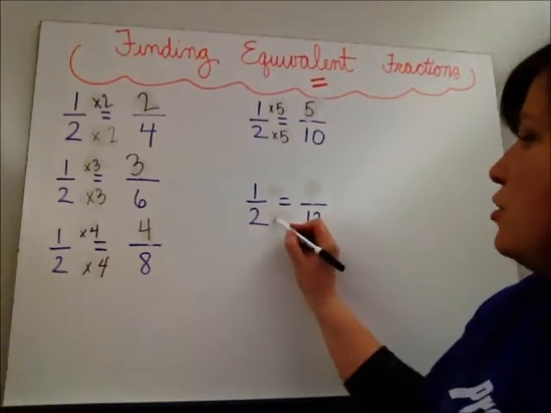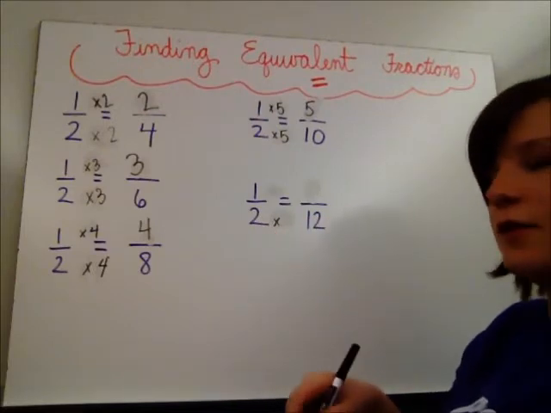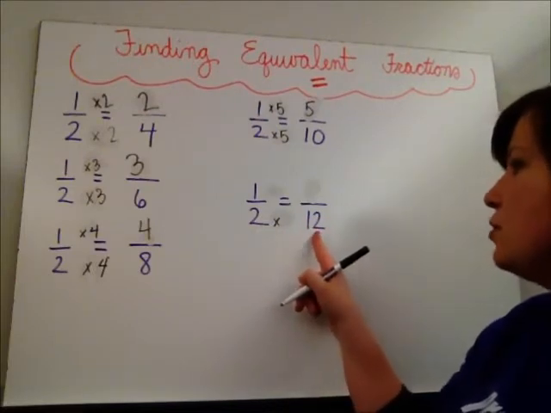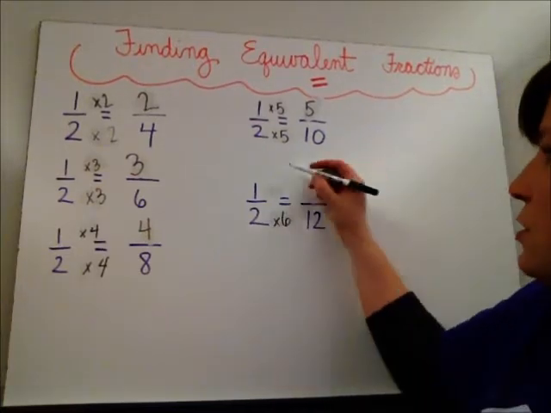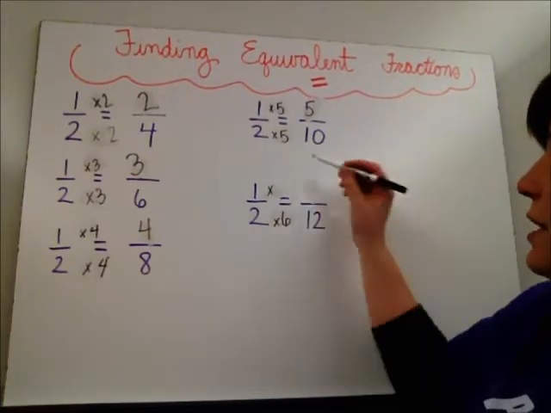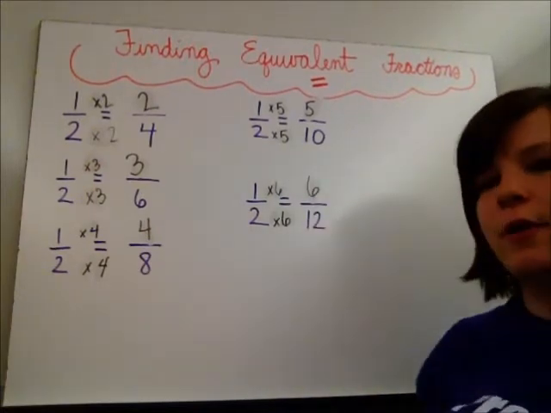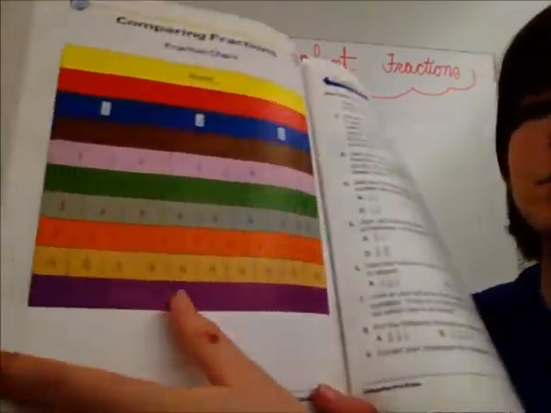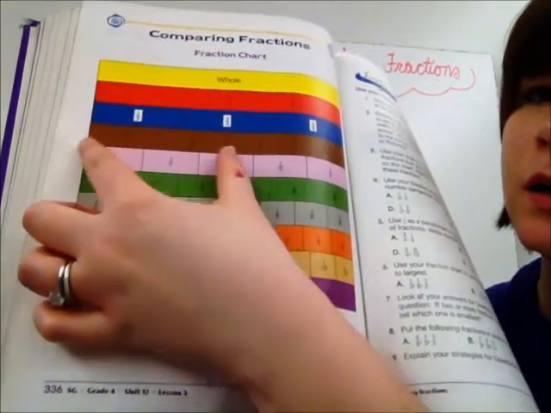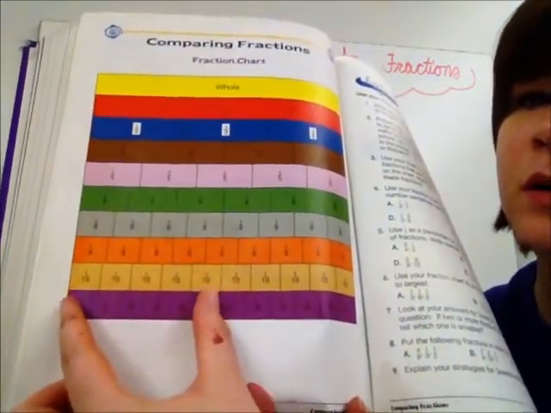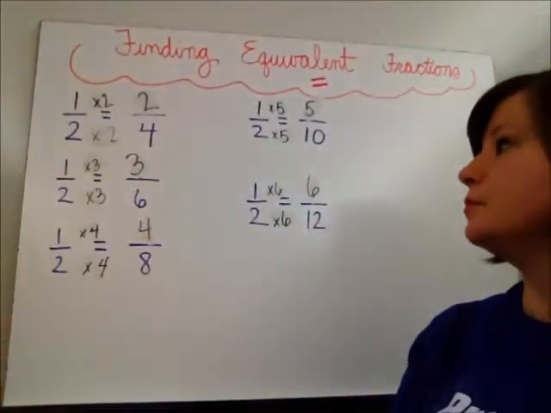So then if we try 2 times, we're going to do it this way first. 2 times what equals 12? 2 times 6 equals 12. So we do the same thing to the top. 1 times 6 equals 6. Let's see if we are right. Come to our book, find 1/2, come down, and it's 6/12.